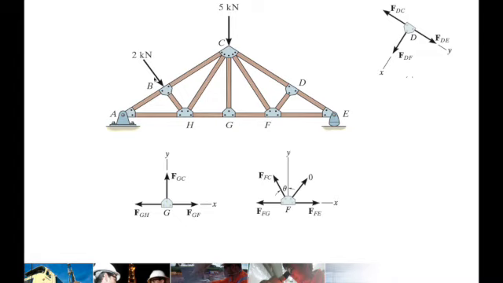Okay, so since you have a 2 kN load here, there is no zero force member analysis there in joint B. If you remove the load, you can freely say that BH is a zero force member, but since there is an external load, you can't do that.